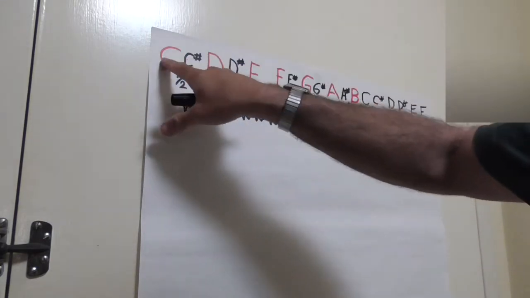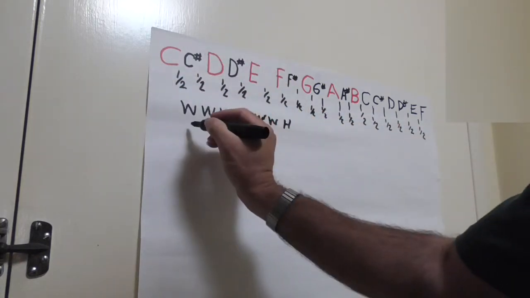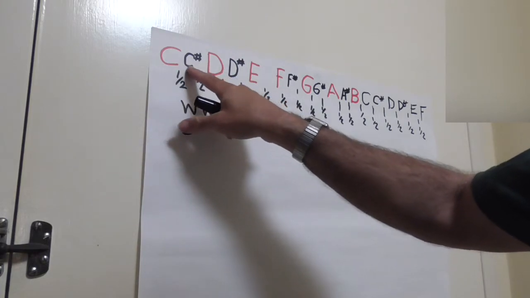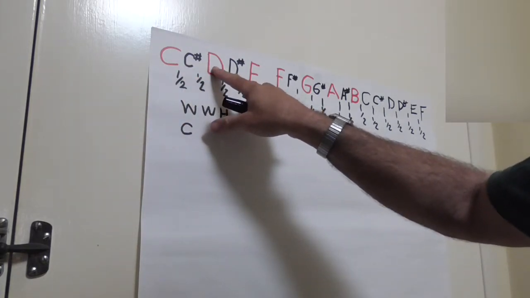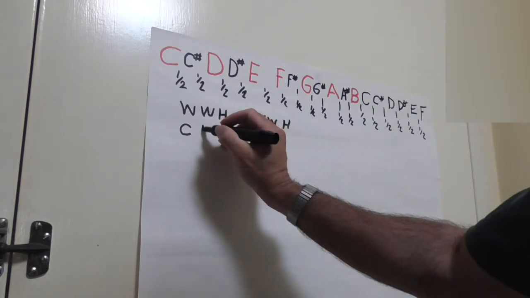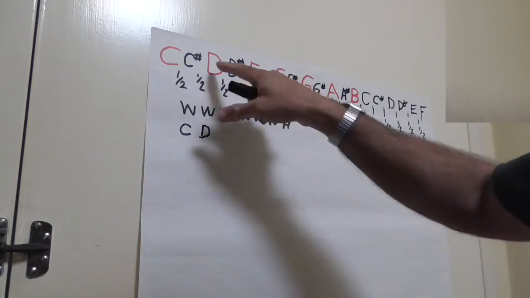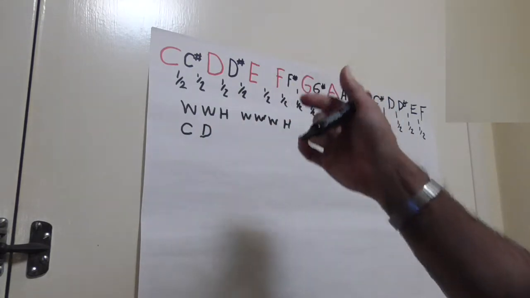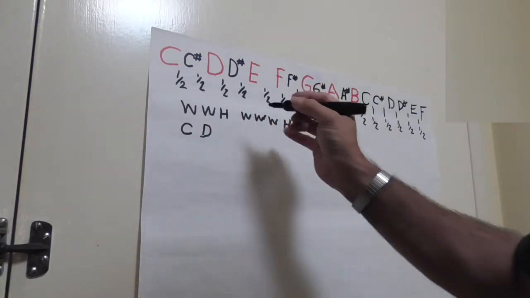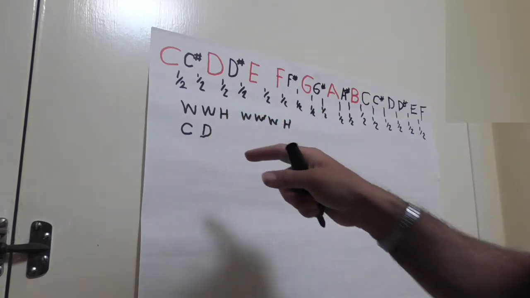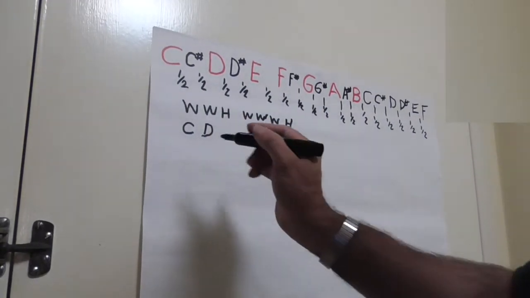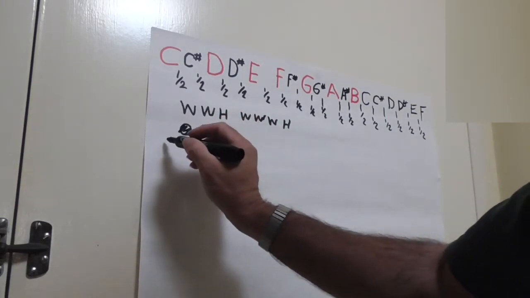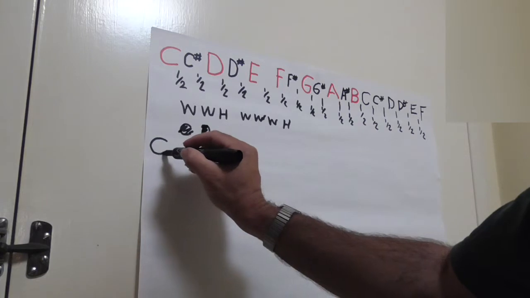So if you start over here at C and you need to do a whole, you go half, half, that's your first whole, and that means your next note is D. Okay, that's going to be confusing. Let me do it this way. This will be a little easier. Sorry about that. Let's say this is the key of C.